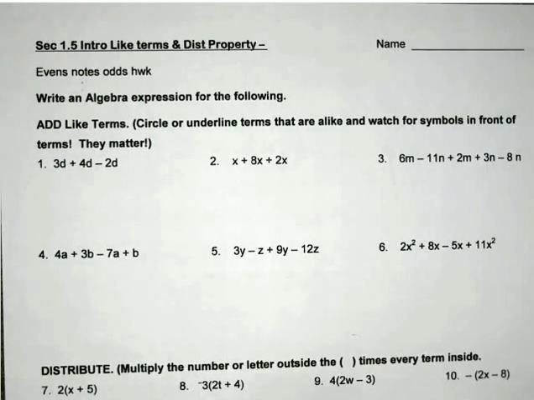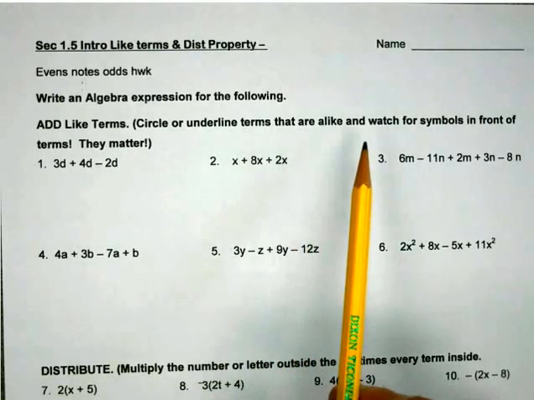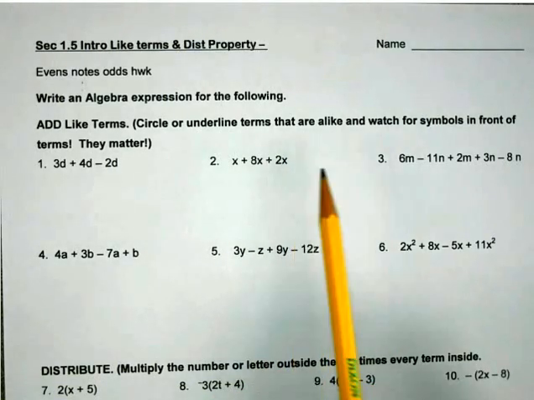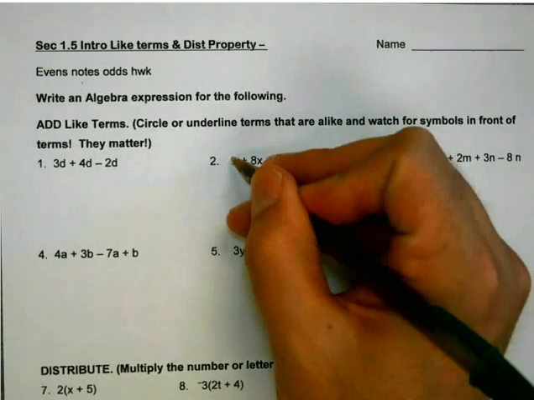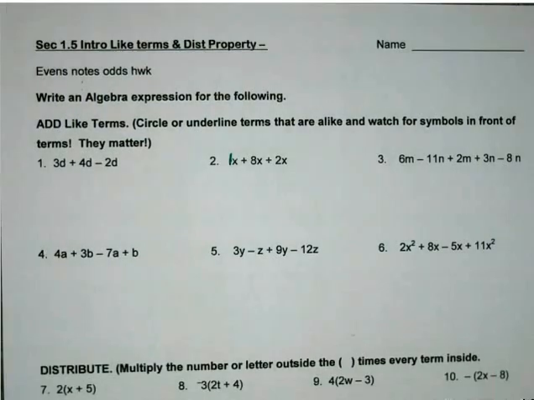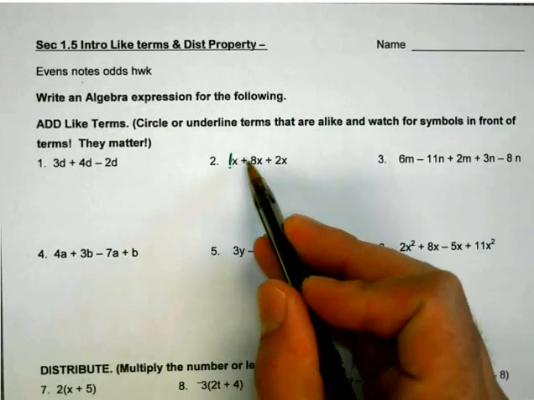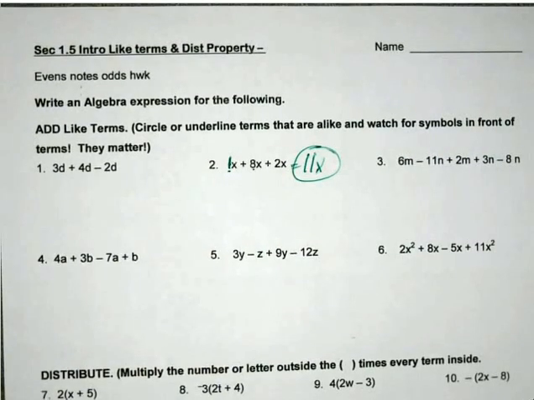So again, as we mentioned before, we're going to try to circle or underline terms that are alike, and the symbols in front of the terms matter, the plus or the minus. Here, we do want to put ones in front of our variable terms that we don't see a coefficient in front of, just to remind us. So 1 plus 8 plus 2, because they all have x's, is 11x, and I'm good to go.